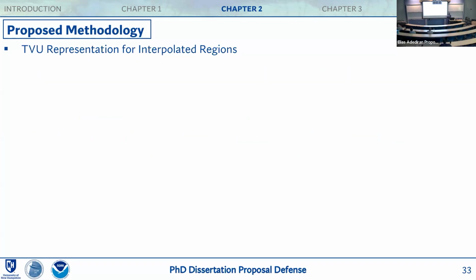So let's look at the methods that I'm proposing for how I want to do this. The first component is how do we represent the total vertical uncertainty for the interpolated regions.